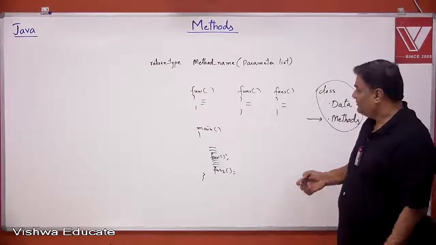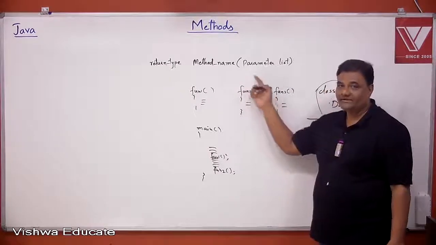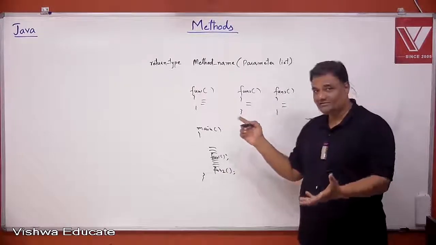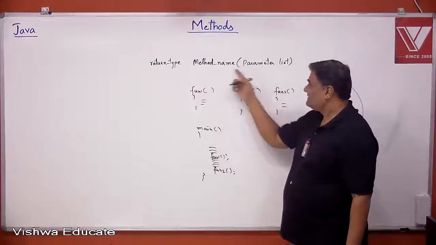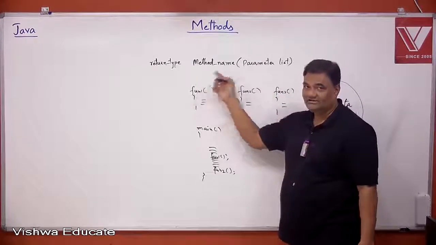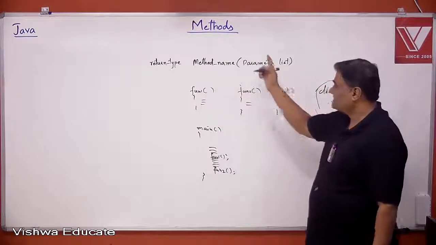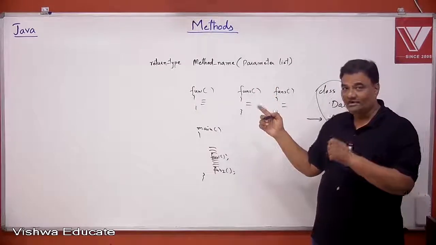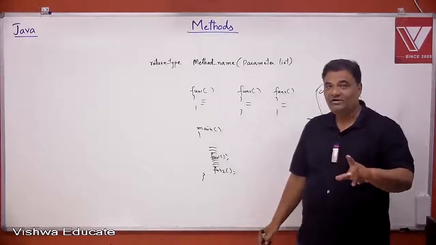So again, I'm telling you, methods are just like functions. But in object-oriented programming, methods are the members of a class. They are meant for accessing the members of a class. And the methods will have this type of declaration, or this is the syntax for a method. They will have method name, parameter list, and return type. Parameter list can take 0 or more parameters, and return can return 0 or 1 value.